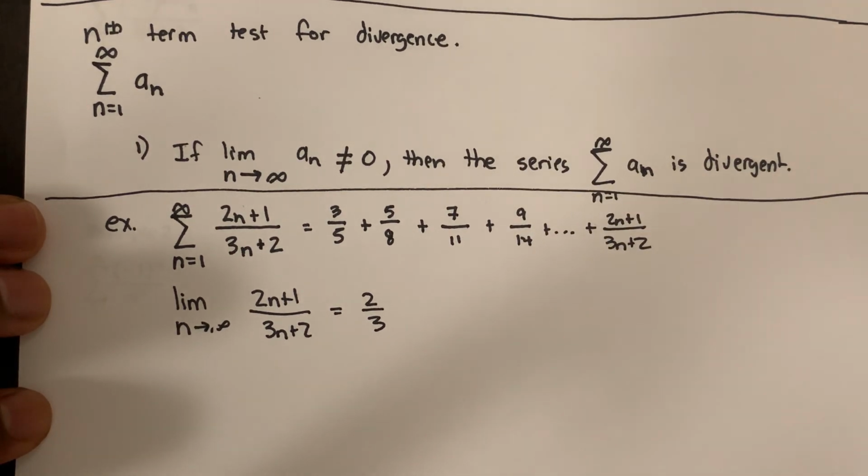All right, so that concludes this video. In the next video, we'll talk about the alternating series and conditionally convergent, absolutely convergent. And we'll use these other tests to justify some of those things.